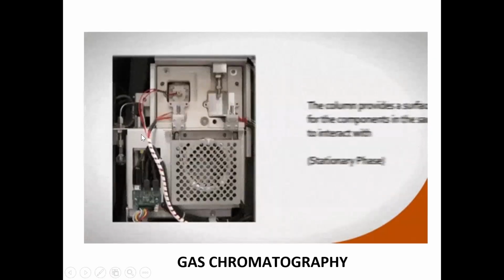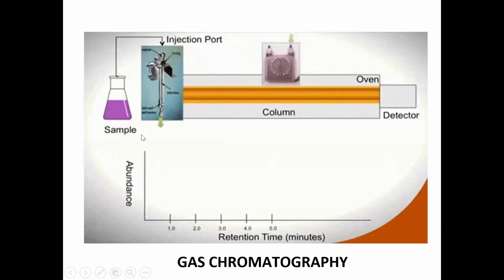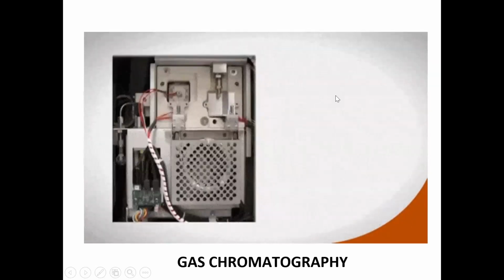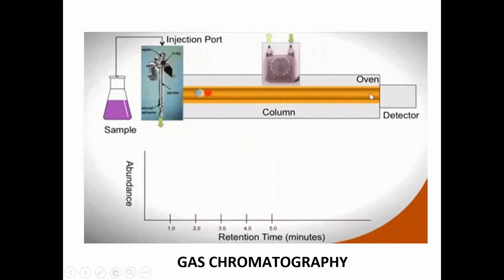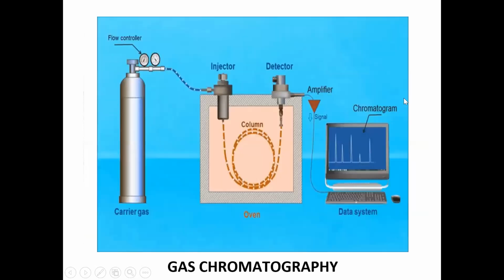This sample. Injection port: from the injection port, the sample is reaching the column and the sample is carried by the gas to the detector. Carrier gas supply, sample injection, column, detector, amplifier, and recorder.